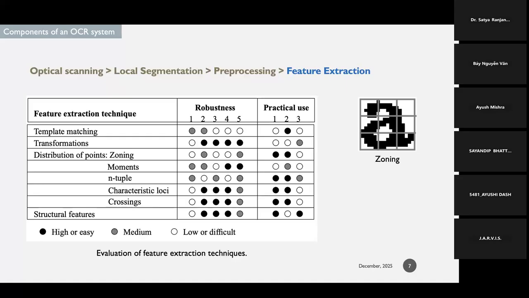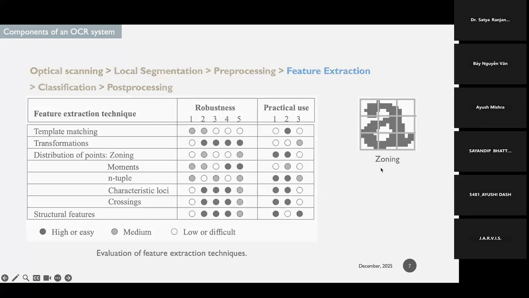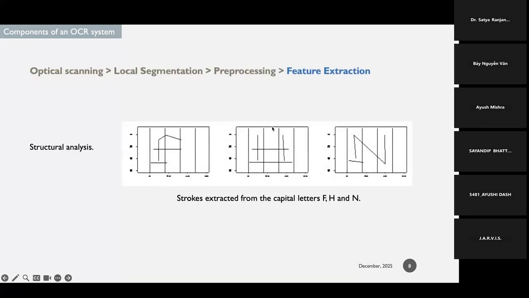Next, we see about the transformation. Okay, so it's about the zoning, right? Let's go through the next part. The next component is about feature extraction, right? We will go through the classification. Here's a stroke extracted from the capital letter, and you can see the F, H, and N right here.